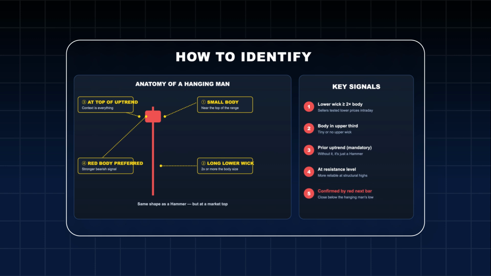A red body is a stronger signal than green, as it shows sellers prevented buyers from fully recovering by the close. Elevated volume on this candle adds significant confirmation.